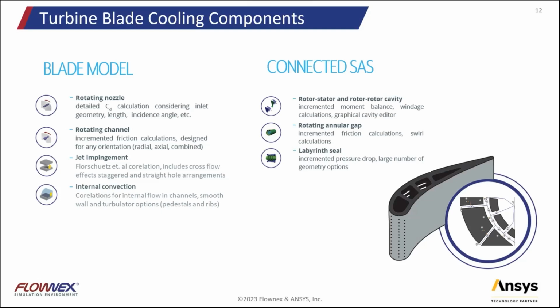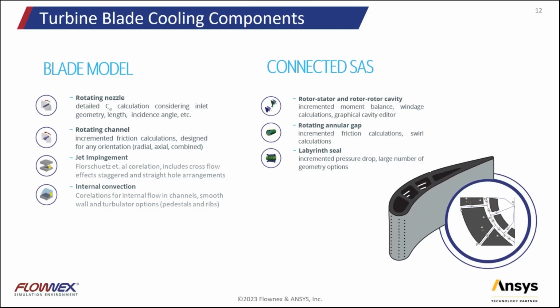We also have components such as a rotating channel that incorporates the body forces on the flow due to the rotation of the machine. These components are designed to capture the pressure drops along the lengths of the channels and can be inclined at arbitrary angles and are ideal for modeling the complex flow passages inside of gas turbine rotors and stators.